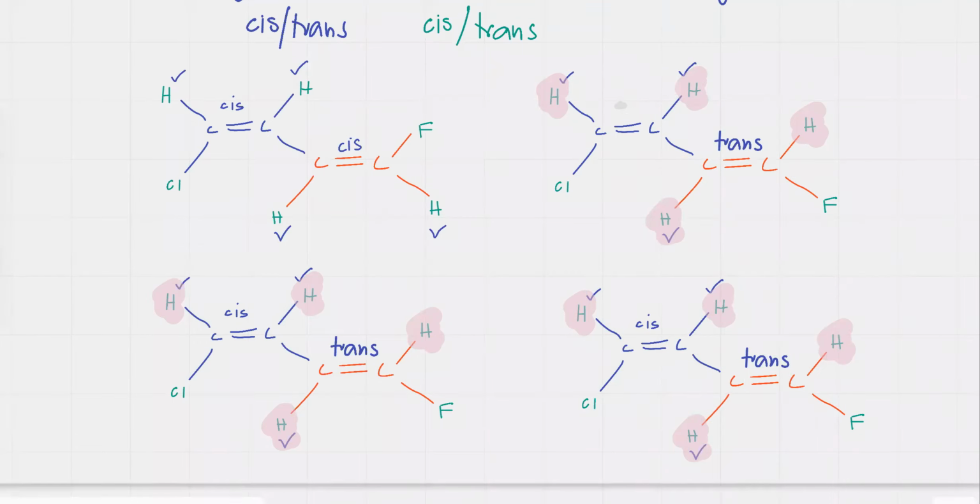and the last one would be that both of them would be trans. So it's like maths, it's combinations. You've made up all the combinations, and the simple rule is you can use 2 to the power n, where n is the number of double bonds that are making cis trans.